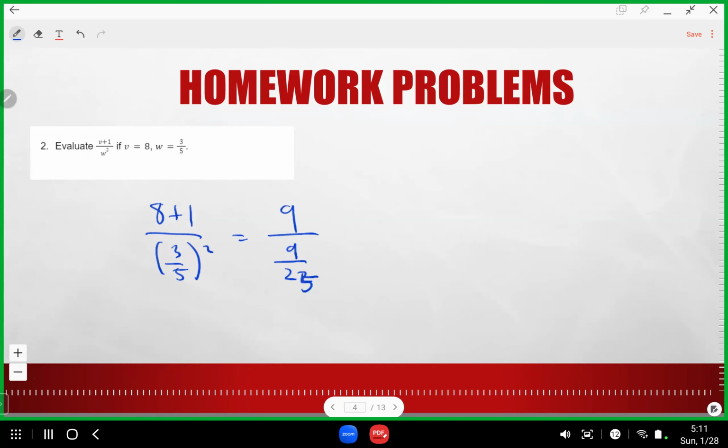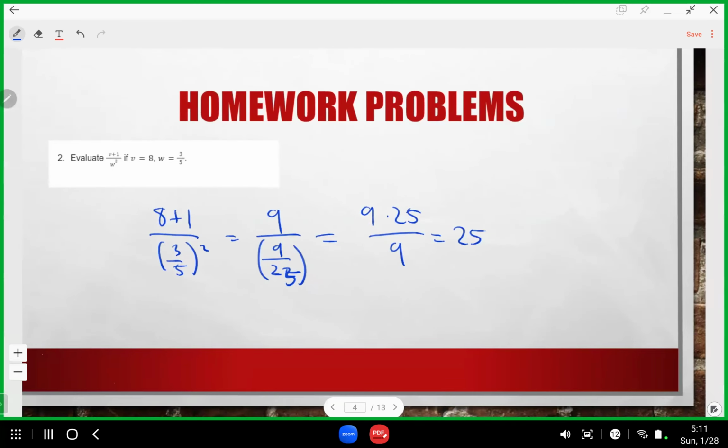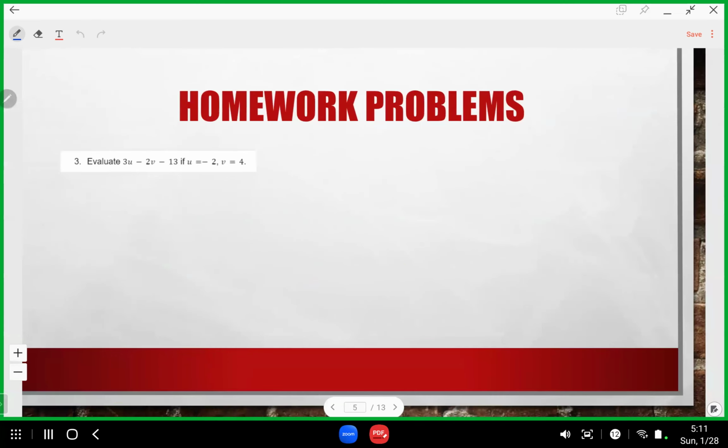Okay, very good. So, as you can see, what you have to do here is you have to flip this fraction, right? So, we have 9 times 25 over 9, which is just equal to 25. So, very good. Okay. So, whoever got 25, good job. Now let's go on to number 3. Evaluate 3u minus 2v minus 13. If u is equal to -2, v is equal to 4. So please do this.